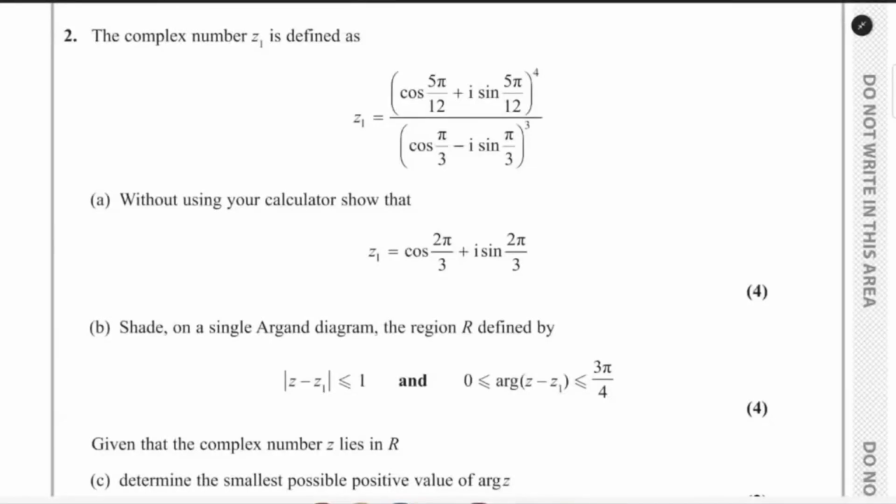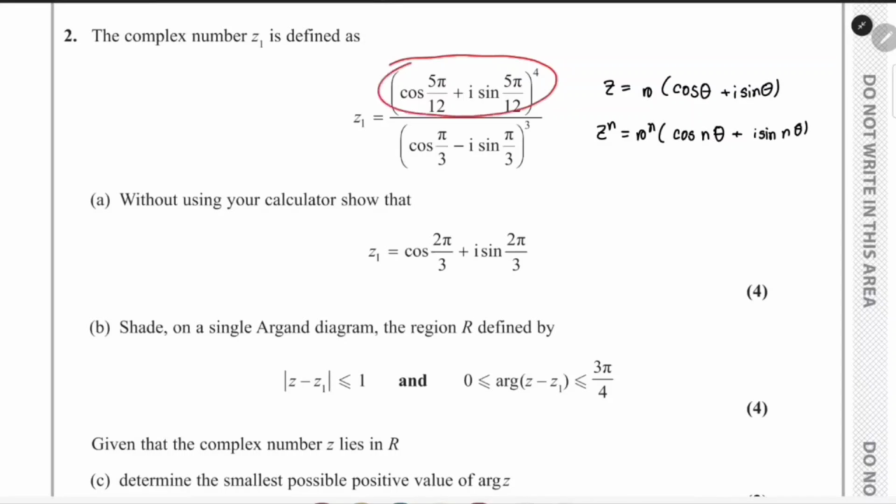In question 2, in the first question, we have to use De Moivre's theorem. De Moivre's theorem basically says that if you can write a complex number in this form, r cos theta plus i sin theta, z to the power n will be r to the power n times cos n theta plus i sin n theta.